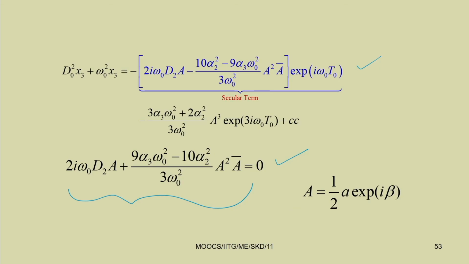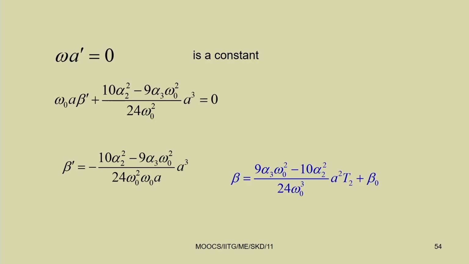So, here now 2 i omega0 d2 a plus (9 alpha3 omega0 square minus 10 alpha2 square by 3 omega0 square) a bar equal to 0. So, already you know a is a complex number. As a is a complex number, we can write this thing by using half a e to the power i beta, that is its polar form, where a and beta are real numbers. So, now substituting a equal to half a e to the power i beta in this equation, we can get omega a dash equal to 0.